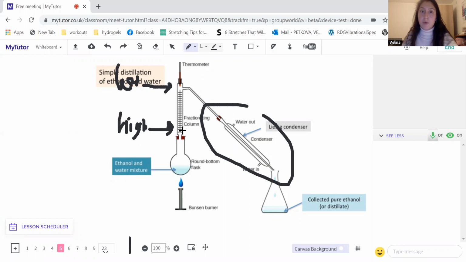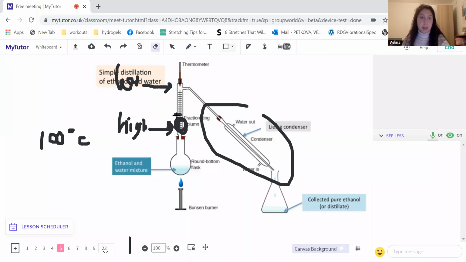So substances with a high boiling point are going to condense at the bottom of the column, okay? Because if the boiling point of water is 100 degrees, and as soon as this fractional column is, say, at 99 degrees Celsius, it's going to condense because the temperature is below its boiling point, okay? Does that make sense?